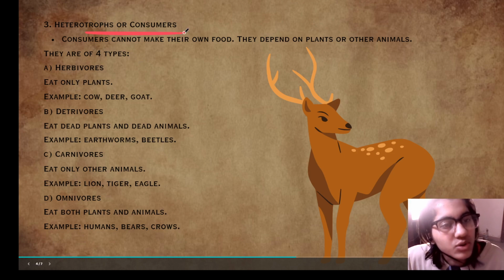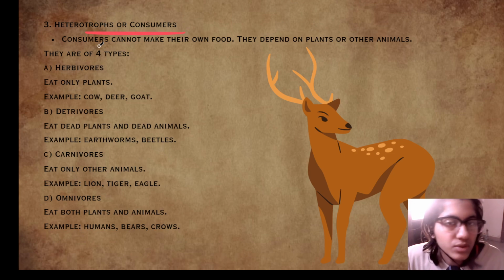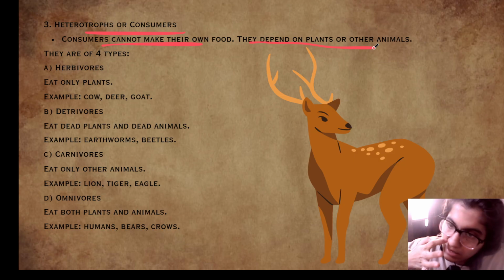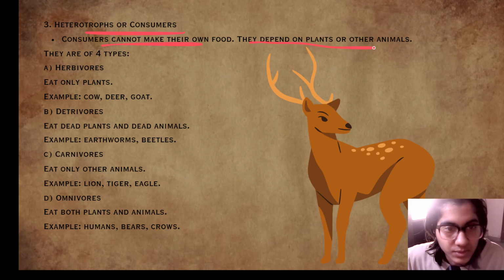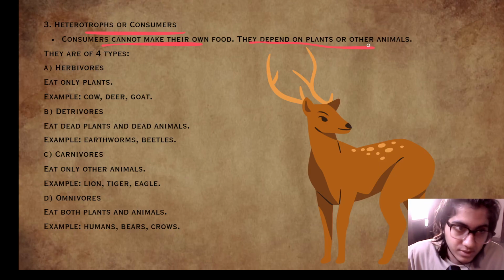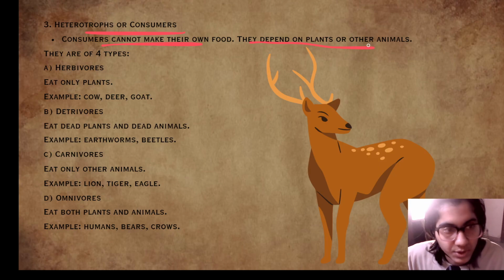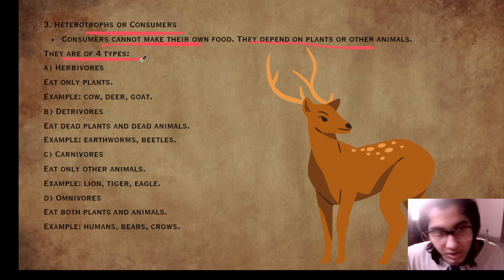Heterotrophs or consumers, so this is the third element. Consumers cannot make their own food, they depend on plants or other animals. So heterotrophs or consumers, consumer means they consume, so they can't make food, they depend on other plants or animals, or we can say producers. They depend on producers. There are four types. So these consumers are of four types.